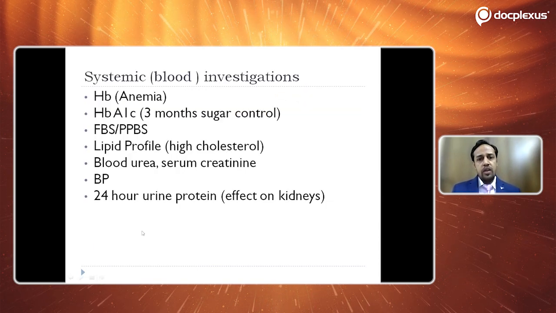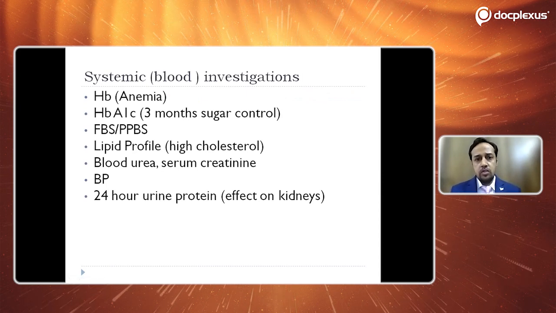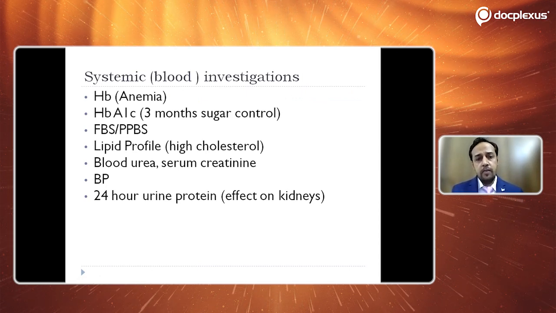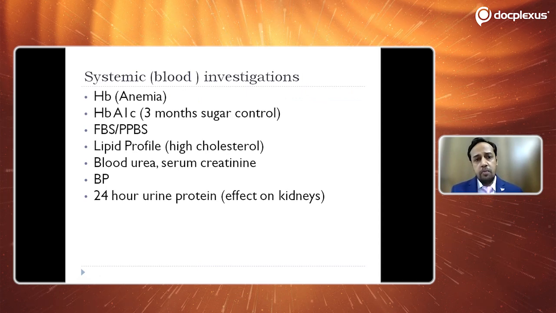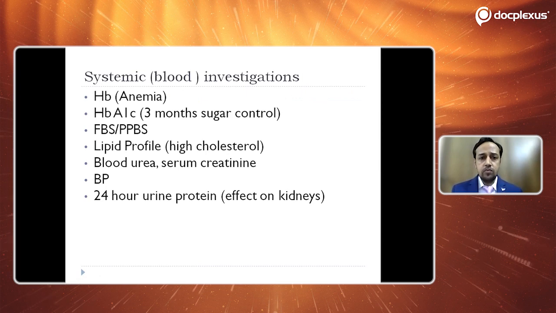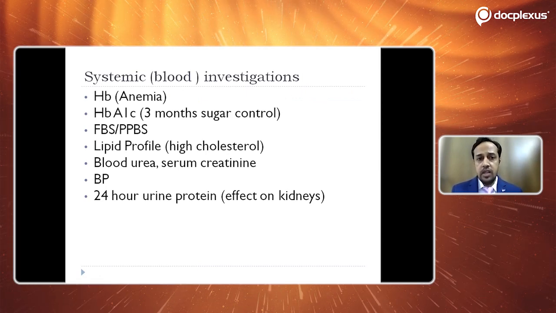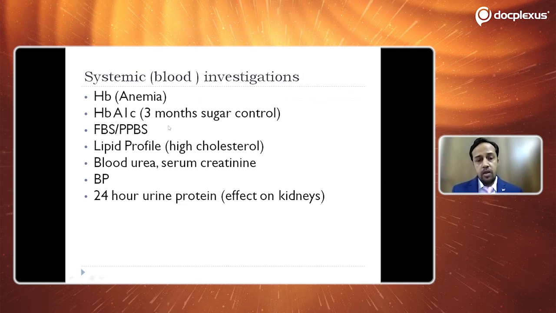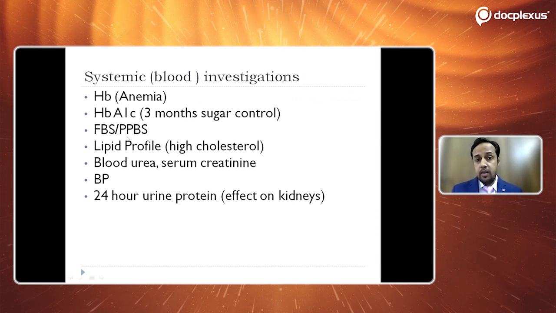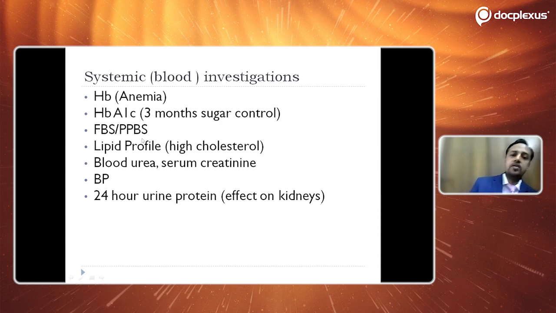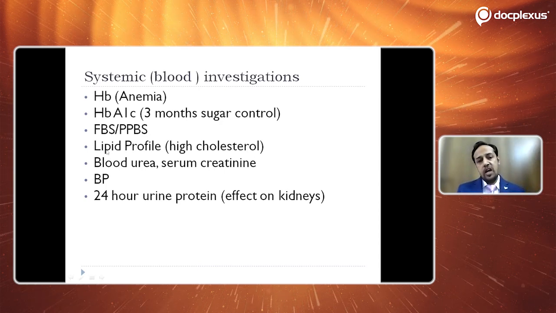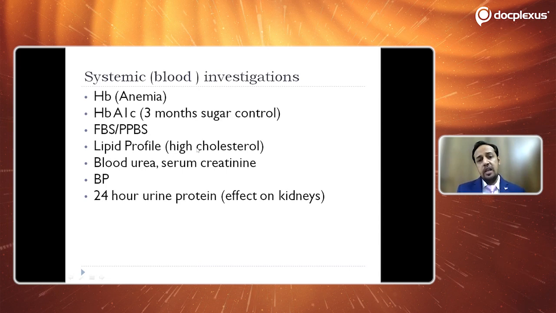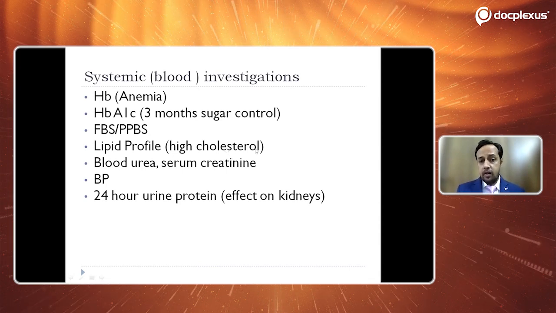So what is the role of systemic investigations? A battery of systemic investigations are important in diabetic retinopathy. We begin with the first, which is the hemoglobin, because if the patient has anemia, the patient will be more prone to hypoxic injury and more severe diabetic retinopathy. Three months sugar control, that is HbA1c, is important. Also the fasting and postprandial sugar profile is important. Again, if the patient has a high LDL level or a high cholesterol level, a deranged lipid profile, they will have more severe diabetic retinopathy.